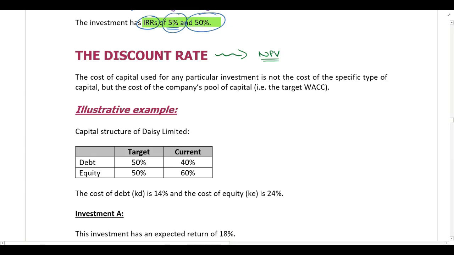And you've already seen, when we covered the net present value method, I gave you the weighted average cost of capital of the company, and we used that weighted average cost of capital as the discount rate to calculate our NPV. So we already know that the correct discount rate to use is the target weighted average cost of capital of the company. Now I just want to discuss in a little bit more detail why we use the target WACC as our discount rate.